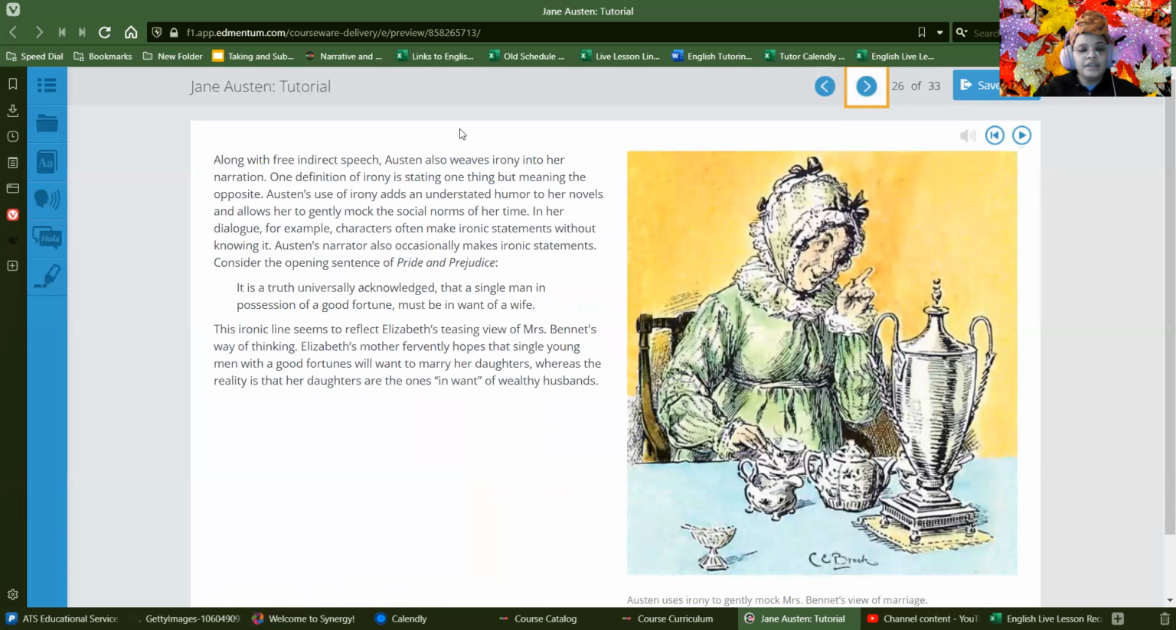Alrighty. So they tell you on slide 26 a little more about what having free indirect speech in the story does. It allows Austen to put irony into her narration. So remember, irony is when you say one thing but mean another. When it's raining outside and you're like, oh, this is the best thing in the world. It's not the same as sarcasm. I have students that get these things confused all the time.